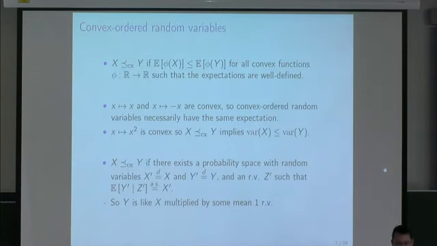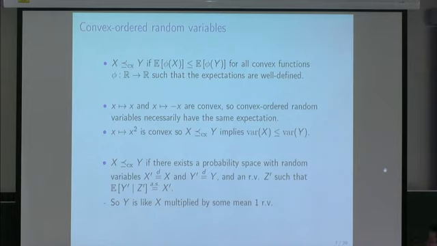For those of you who are not familiar with convex ordering, I'm not going to spend too much time talking about it. In fact, it's quite a natural concept. Basically, X is convex ordered with respect to some random variable Y if the expectation of phi of X is less than or equal to the expectation of phi of Y for all convex functions phi. The middle bit is just saying that two random variables being convex ordered implies that they have the same expectation, and also it implies that their variances are ordered in the appropriate way.